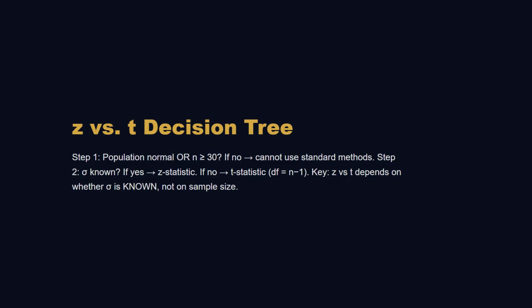If sigma is unknown, use the t statistic with n-1 degrees of freedom. The confidence interval is x bar plus or minus t alpha over 2 times s over root n. There is one special case the exam tests. If the population is normally distributed and sigma is known, you use z regardless of sample size, even if n is small. If the population is normally distributed and sigma is unknown, you use t regardless of sample size. The deciding factor between z and t is whether sigma is known, not the sample size. Sample size only matters for determining whether the CLT allows you to assume normality.